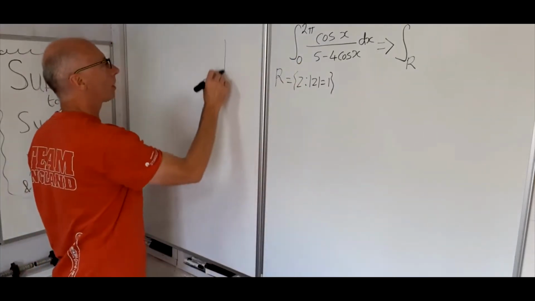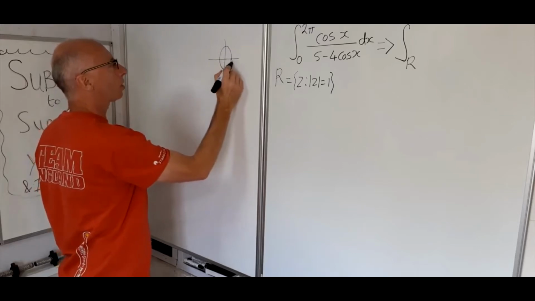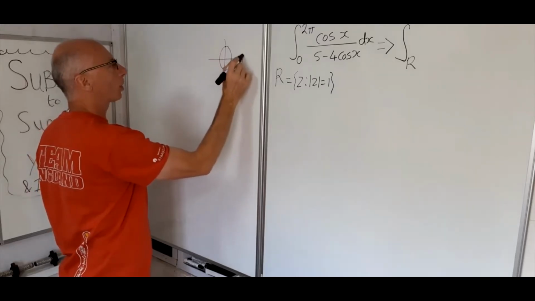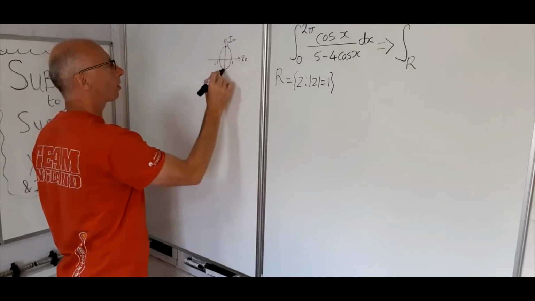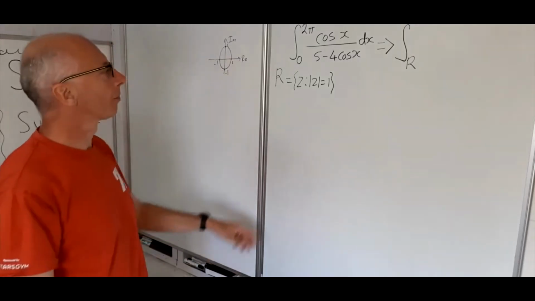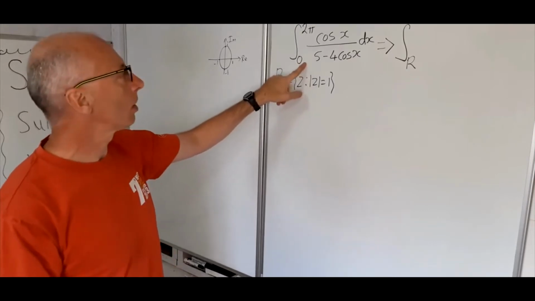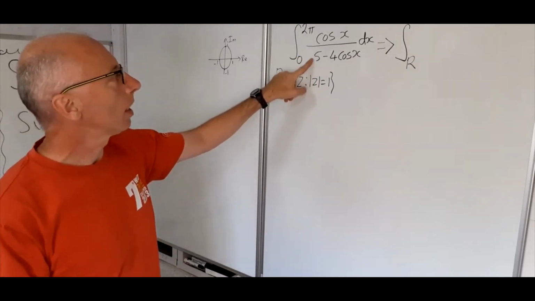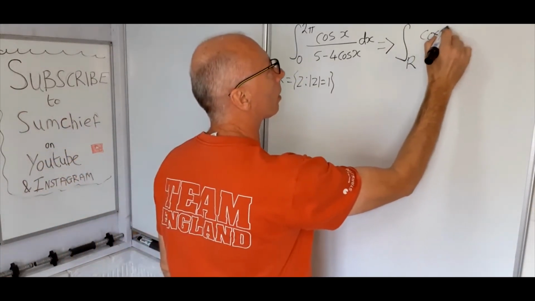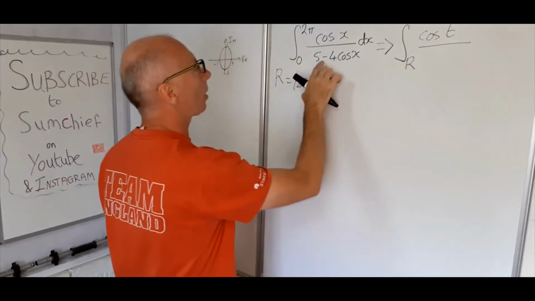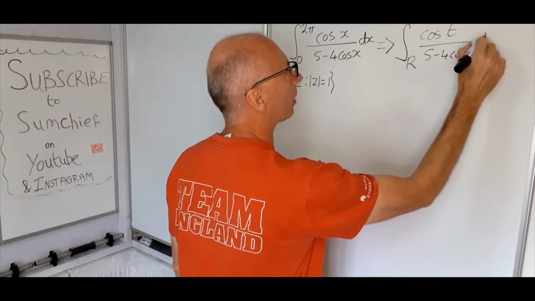So let's draw the unit circle on here so we can see. That's our unit circle with radius 1, and then we draw the complex coordinates on here: imaginary, this one is i, here's minus 1, here's minus i. That'll be our region R, which takes care of our parameters of integration. Now we put these into the t world. So now we go cosine of t over 5 minus 4 cosine t, and then dt.